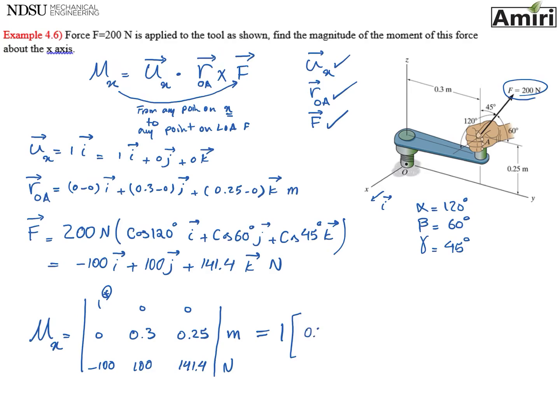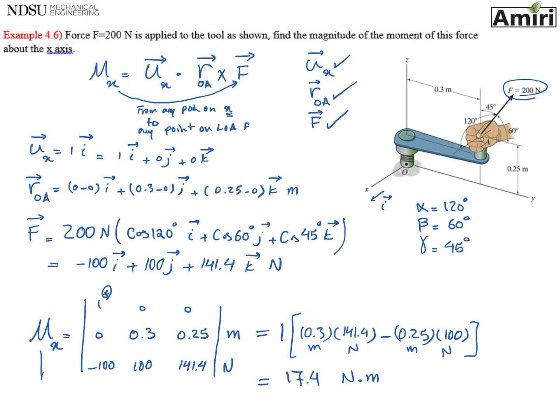So it's going to be 0.3 times 141.4 minus 0.25 times 100. These are meters, meters, newton, newton. So this will result in 17.4 newton meters.